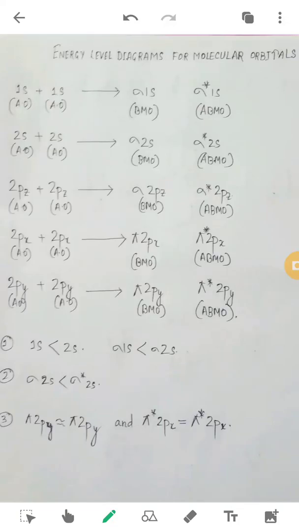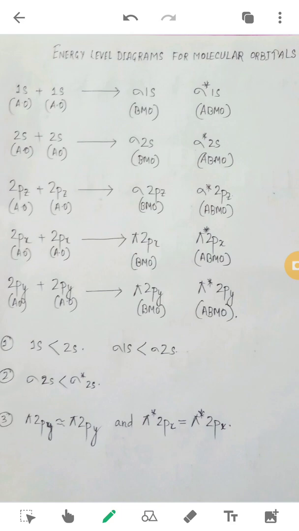We are going to learn about the energy level diagrams for molecular orbitals. We have already discussed molecular orbitals. Now you must know that atomic orbitals, when they combine, form molecular orbitals. Also, I told you that when two atomic orbitals combine, we get two molecular orbitals. One is the bonding molecular orbital, BMO, and the other is the anti-bonding molecular orbital, that is ABMO. These are the short forms.